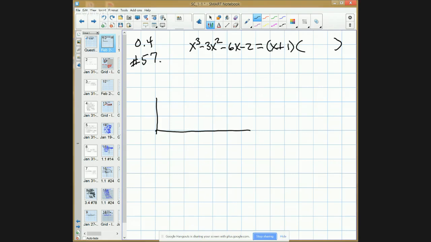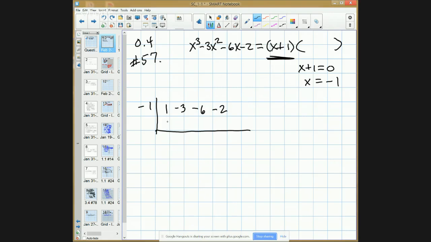So we don't have anything we have to worry about. The first coefficient is a 1, then we have a negative 3, then a negative 6, and then a negative 2. Now what you put outside here depends on x plus 1 equal to 0. I'll just write that over here on the side. When you have x plus 1, you set that equal to 0, and that implies this should be a negative 1 out here. So now we're set up for our synthetic division.